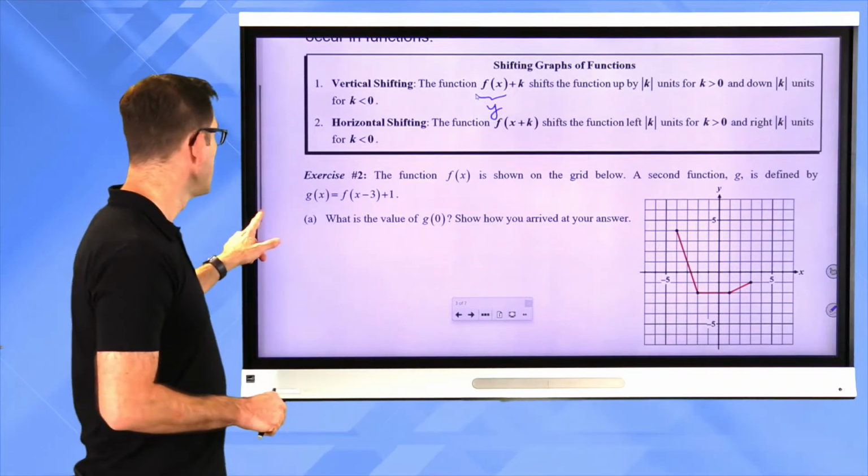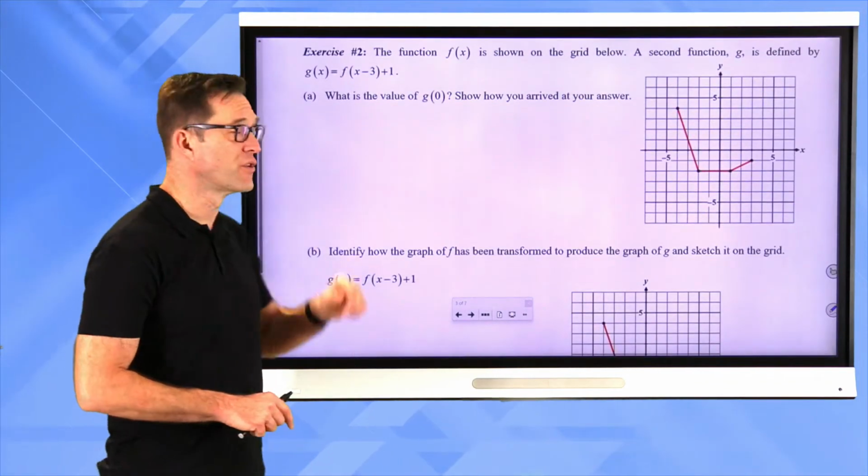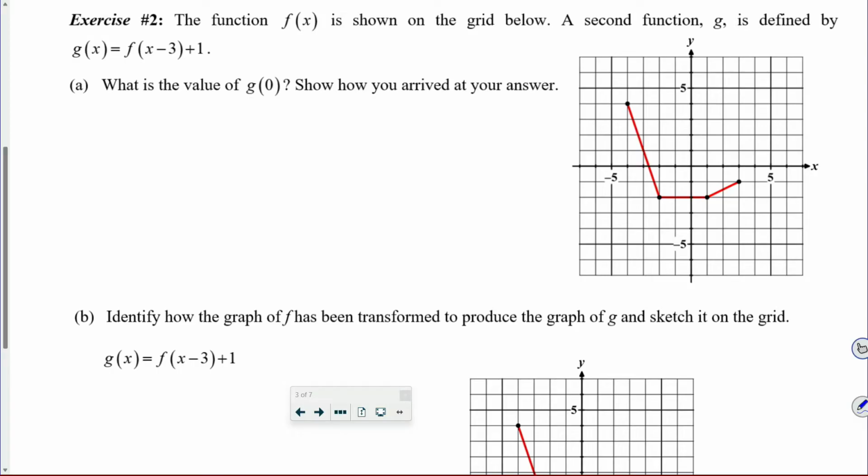All right, let's take a look at exercise number 2. The function f of x is shown on the grid below. A second function g is defined by g of x equals f of x minus 3 plus 1. Letter A. What is the value of g of 0? Show how you arrived at your answer.